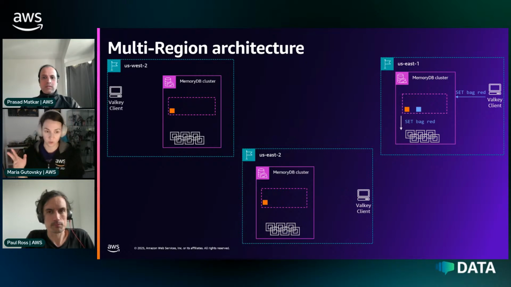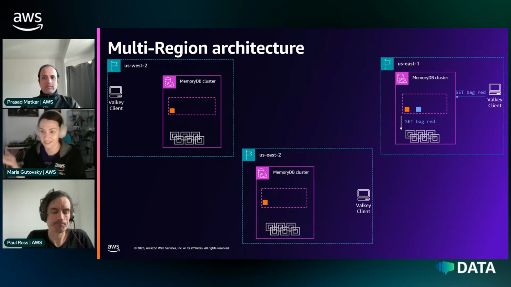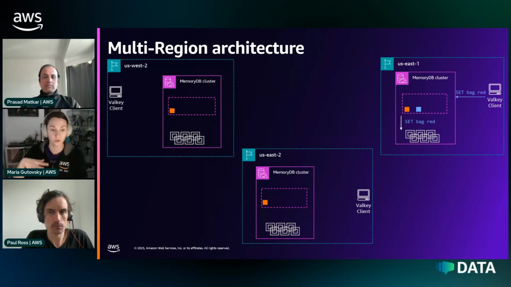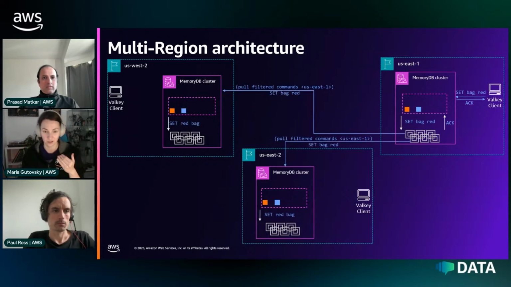So if we continue with this schema, in US East 1 now we have a new writer that came and said set bag red, and we have new data. Now we also saved it in the transaction log, received acknowledgement, and returned it to the client. Then we again push this information to the rest of the regions. Great. We copy it, and now the data is in all regions. It is durable, it is saved, and we can continue writing like this also in US East 2.